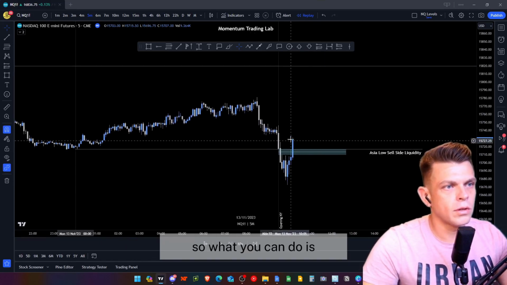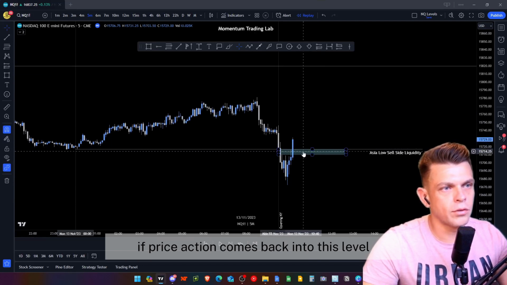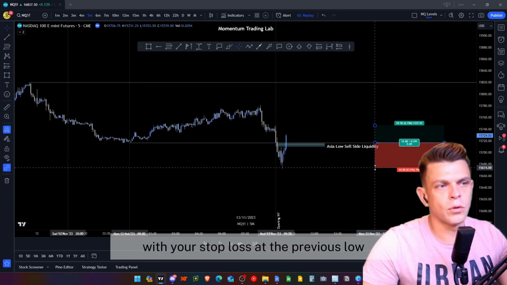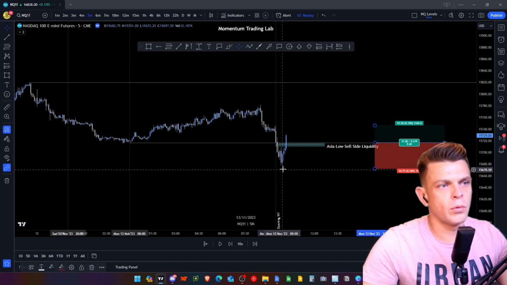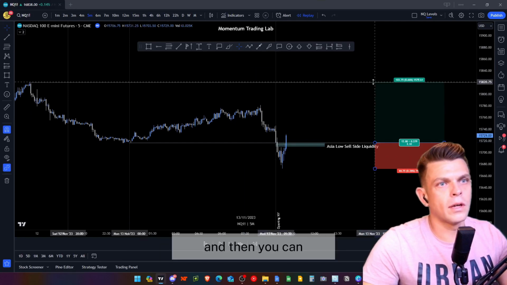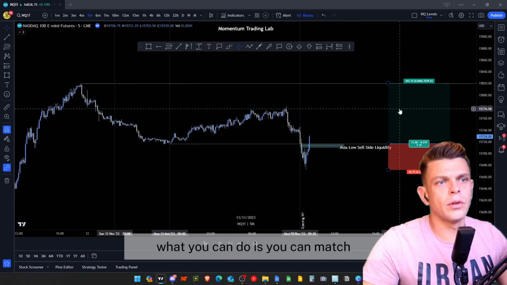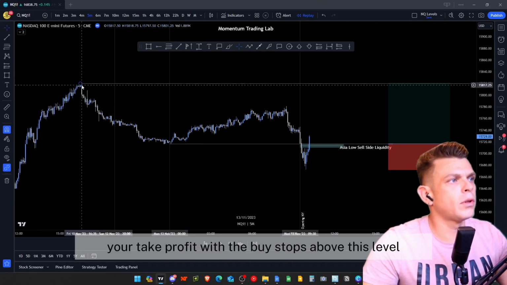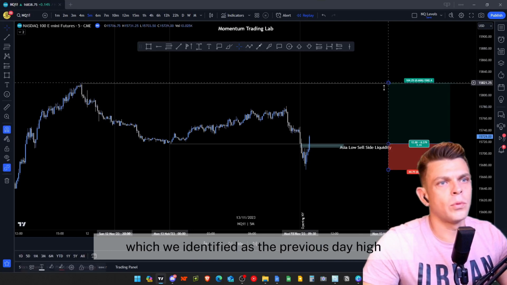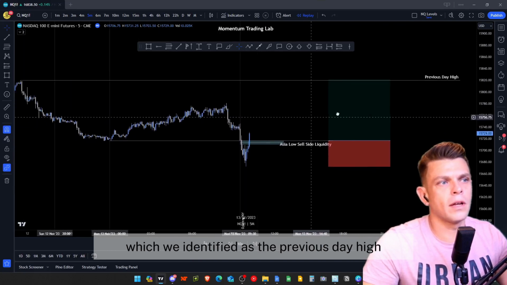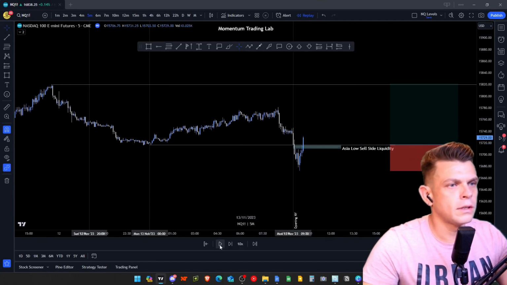So what you can do is, if price action comes back into this level, you can go long with your stop loss at the previous low, which will be that low right there. Then you can go for a 2-to-1 risk to reward ratio. You can match your take profit with the buy stops above this level, which we identified as the previous day high.